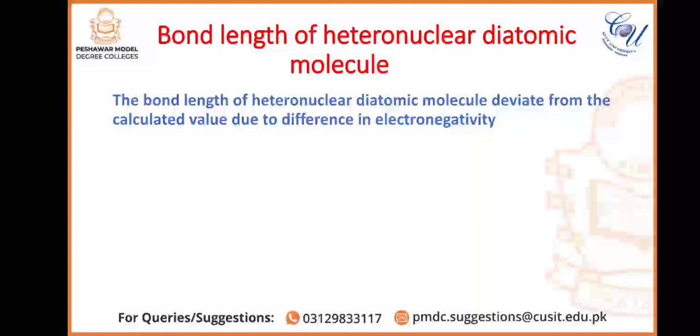Now come to the bond length of heteronuclear diatomic molecules, that is bond length of different bonded atoms. For heteronuclear molecules, the calculated value of bond length is always higher than the experimental one due to difference in electronegativity, which produces polarity and results in shortening of bond length due to greater forces of attraction between polar bonds.